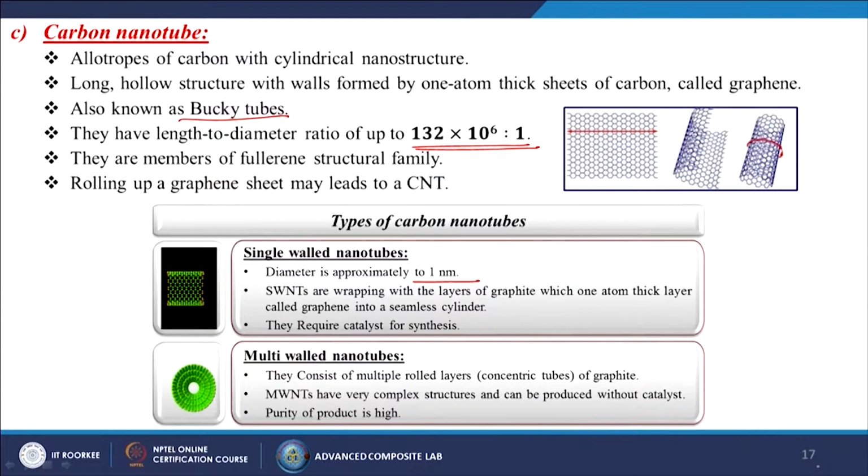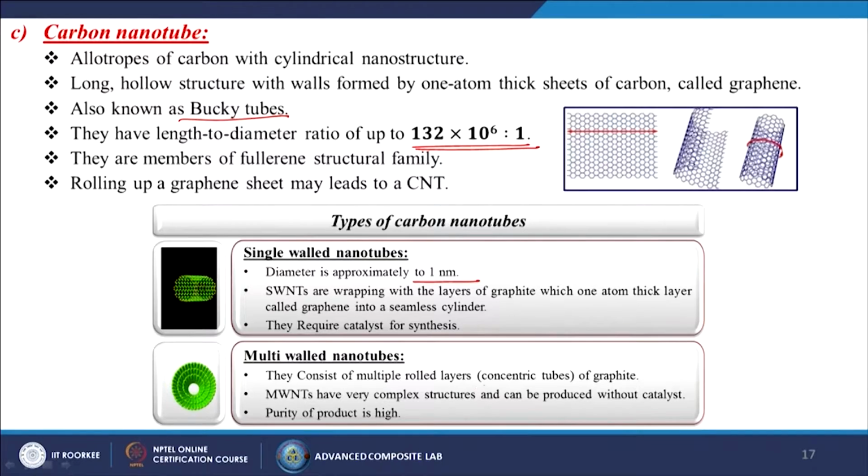And when we talk about multi-wall carbon nanotubes, from the name itself you can understand that so many walls are present inside the carbon nanotube. Here they consist of multiple rolled layers, concentric tubes of graphite. MWNTs have very complex structures and can be produced without a catalyst. Purity of the product is high. From this image you can get the essence of multi-wall carbon nanotubes.